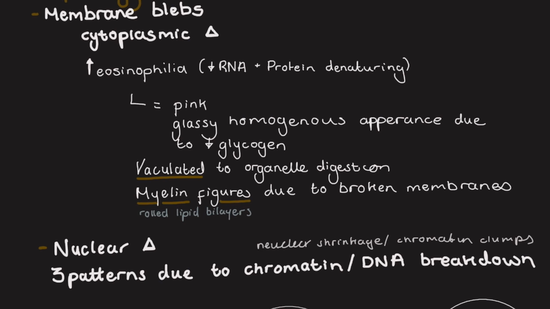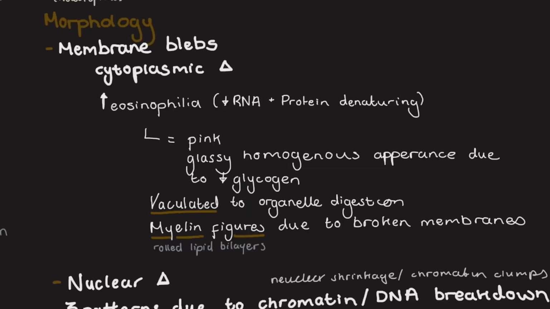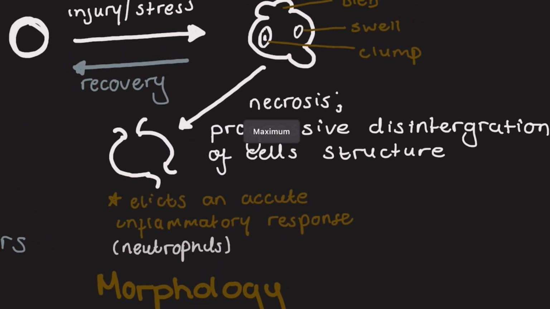And there are myelin figures present, which are a rolled up or scroll-like arrangement of the lipid bilayer within the cells. It sort of resembles a myelin sheath for the nerve. That's why it's called a myelin figure. That's sort of like summarised a bit there.